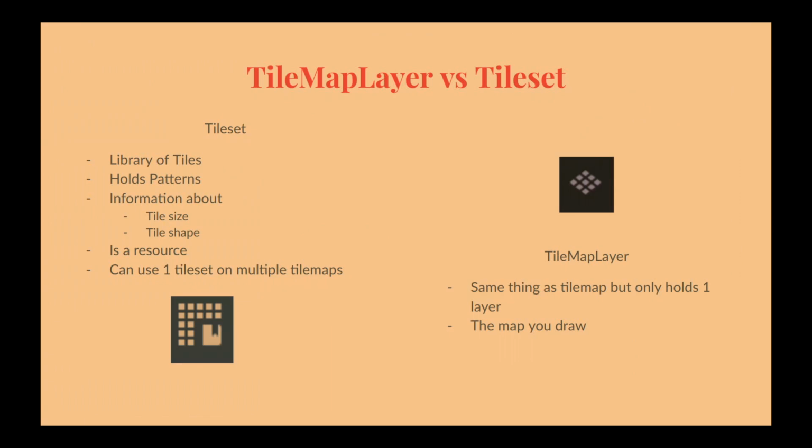All right, so let's go over a basic understanding of tile maps, so you don't confuse the tile set and the tile map. It used to be tile map, now it's tile map layer. The only difference is that it's just one layer. The tile set is your library of tiles. It could hold patterns, information about the tile size and the tile shape. It's a resource, so you can save it and use it on different tile map layers.